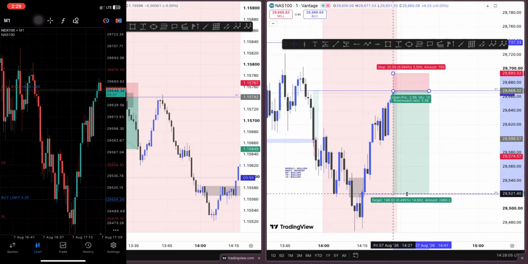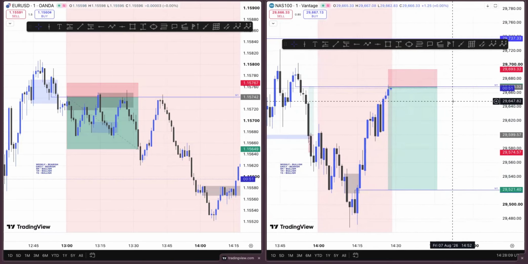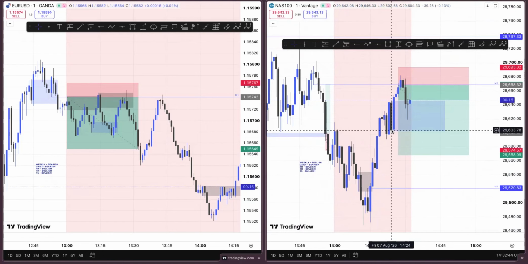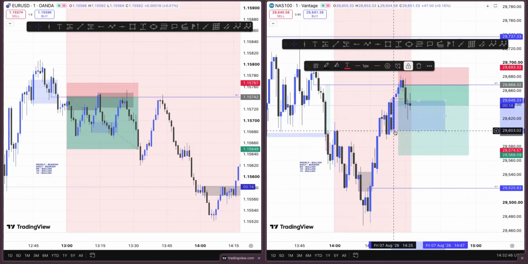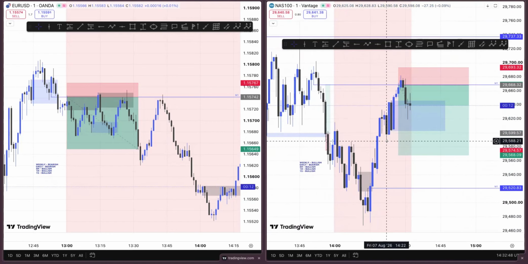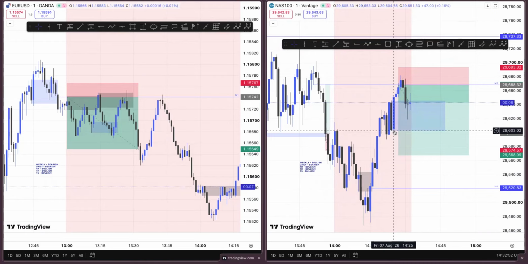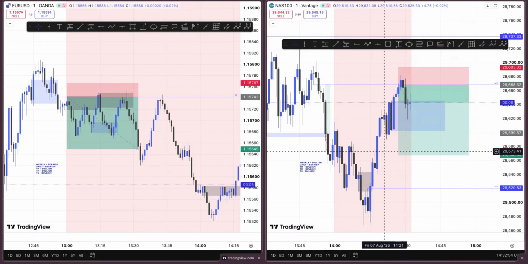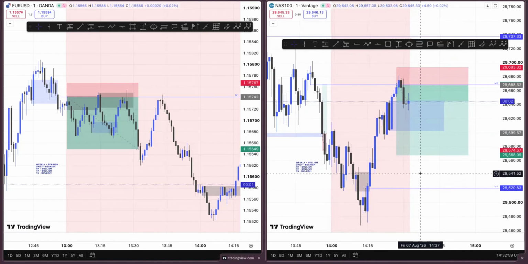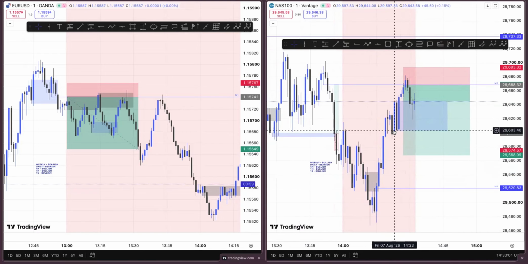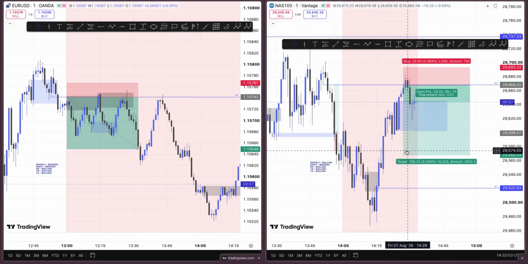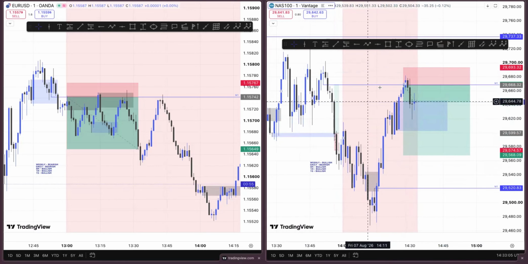So this is the true area of demand. Let's see. So we're in battle with this demand right here. If price breaks or invalidates this demand, there's nothing stopping price from finding this demand next or the true area of demand. So let's see how price goes. Hopefully it breaks this demand and hits TP. Let's see how price goes.